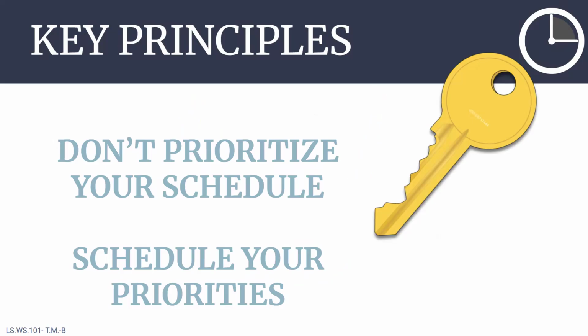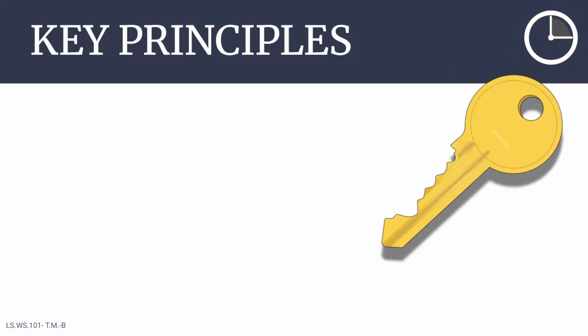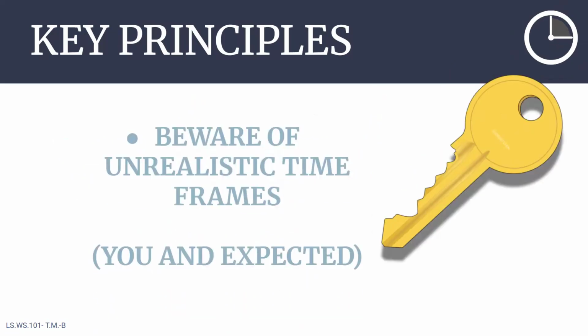Key principles. You don't prioritize your schedule, you schedule your priorities. I'll let that sit there for a minute. Be aware of unrealistic time frames, especially if you've got time blindness, and you think you're gonna redo your entire closet in 30 minutes. It's probably not realistic, so be realistic with your time frames. Also, what are your expectations and what are other people's expectations? And be able to try to figure things out from that perspective.